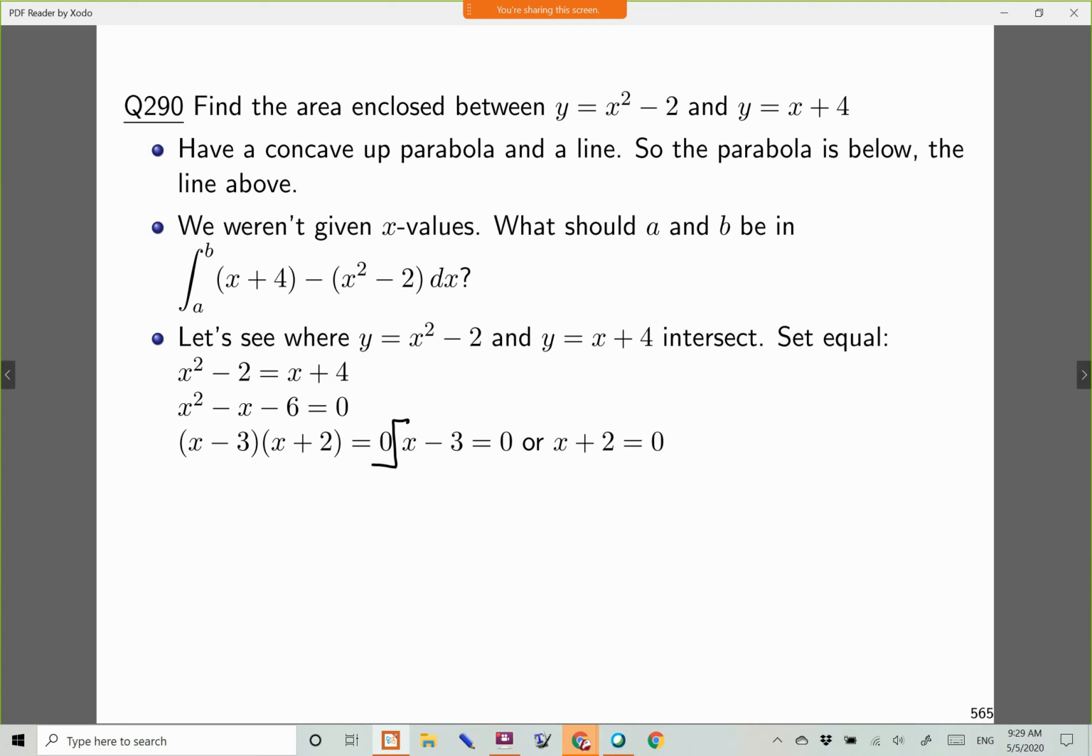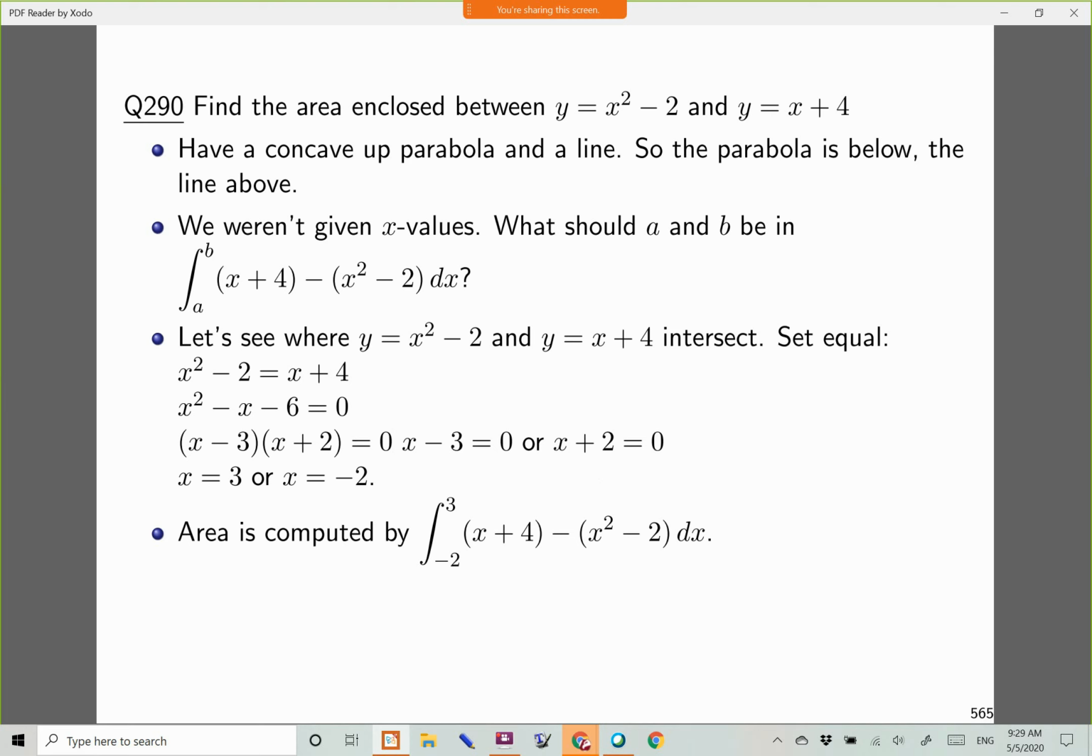But you end up with x minus 3 equals 0, x plus 2 equals 0, and then solve each of those little equations. You have x equals 3, you have x equals negative 2. So those are the two x values, the places where the two intersections occur. So we can set up the integral now. Now that we know what a and b should be, they should be 3 and negative 2, but in order. So the smaller x value is down here, negative 2, then 3.